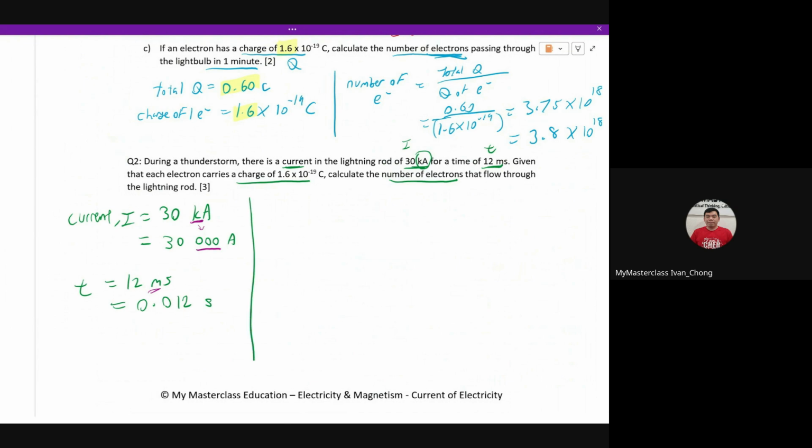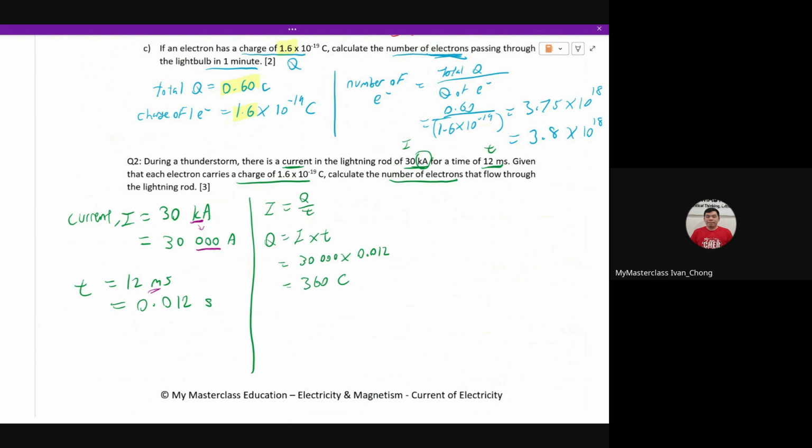Next step is we know I is Q over T. The question is asking us for Q. So we manipulate it. We move the T up. So Q is I times T. So we have 30,000 times 0.012. Okay, let's press the calculator. 30,000 times 0.012, you get 360 coulombs. Okay, don't forget your units. You can see at the end of every equation, I will write the units.